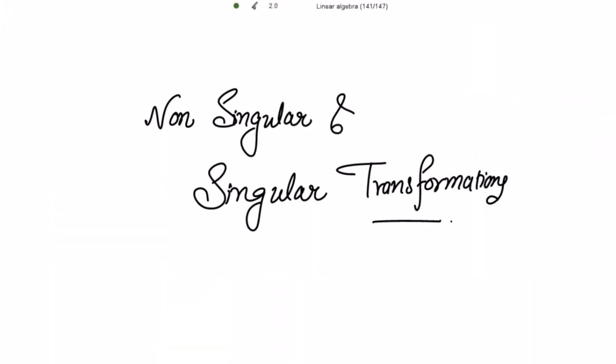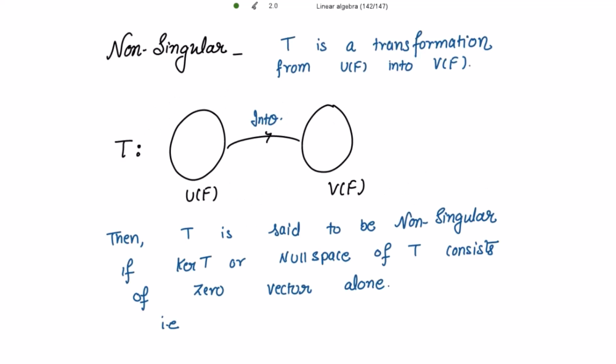Good morning. The topic is non-singular and singular transformations. Starting with the definition of the non-singular transformation first. What is a non-singular transformation? T is a transformation from U(F) into V(F). Then T is said to be non-singular if kernel T, or null space of T, consists of the zero vector alone.